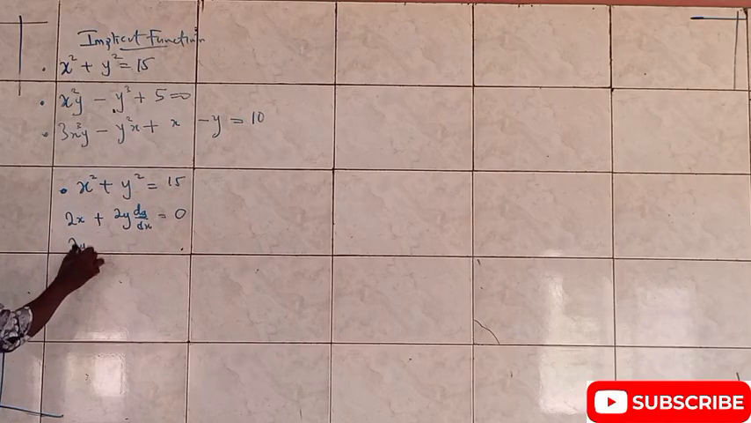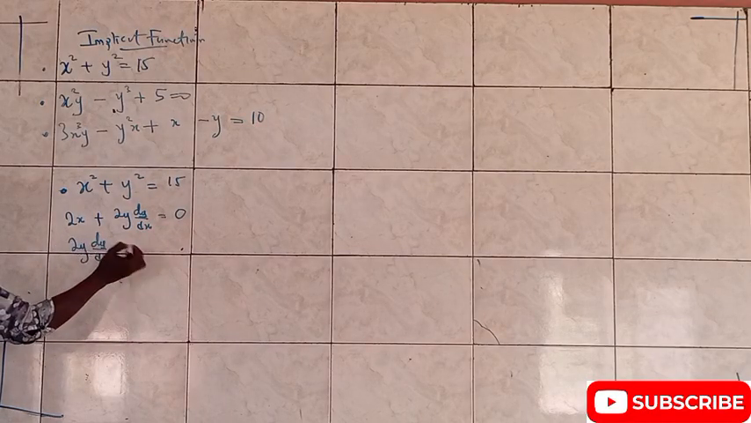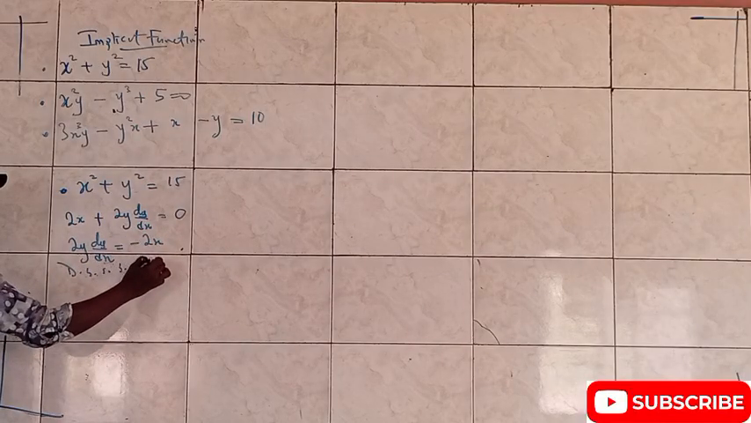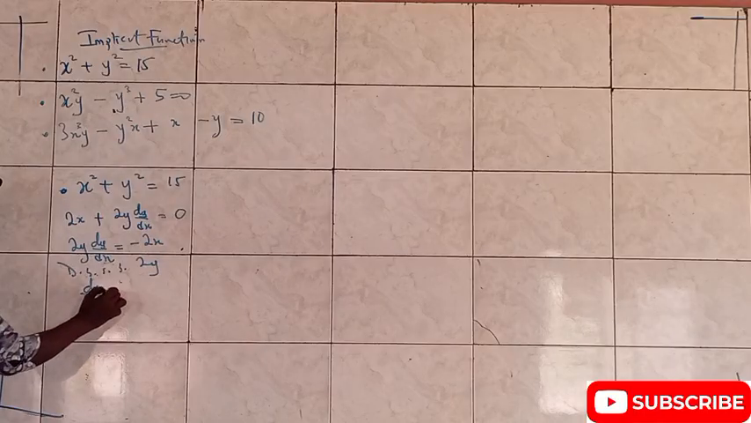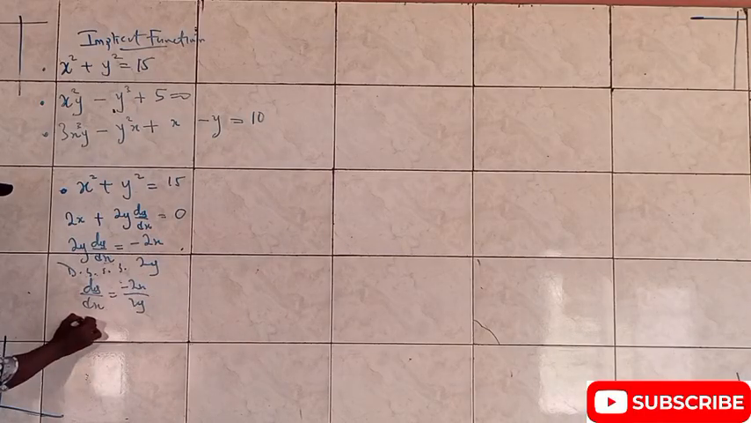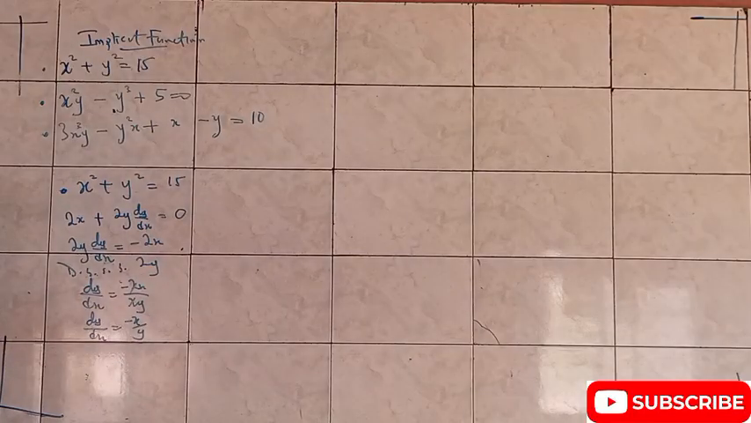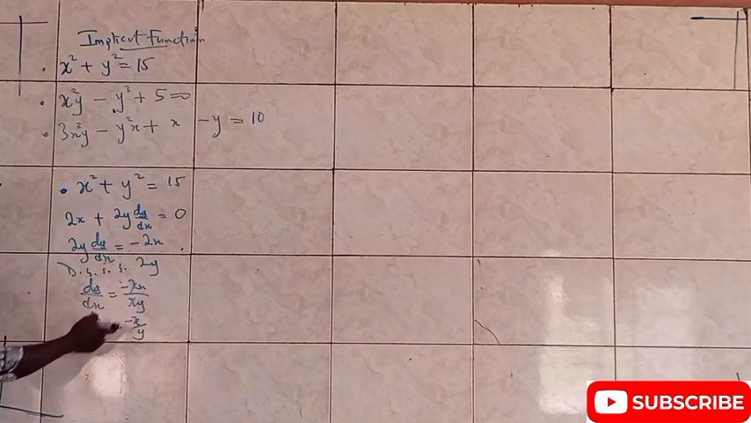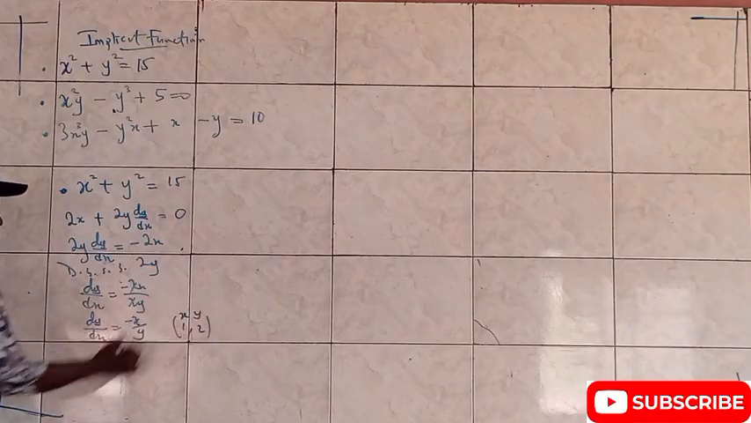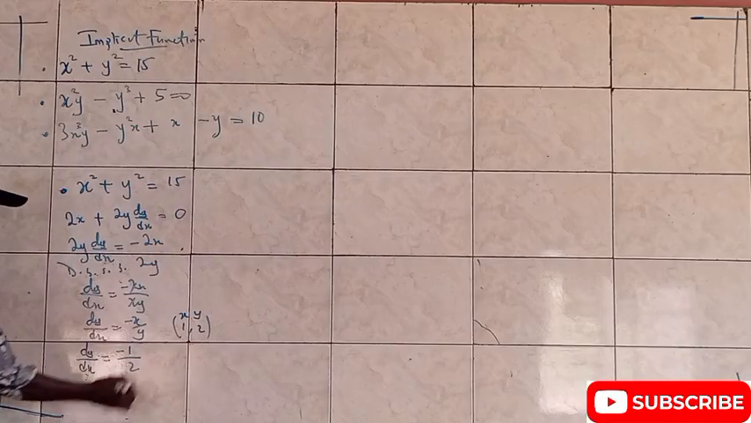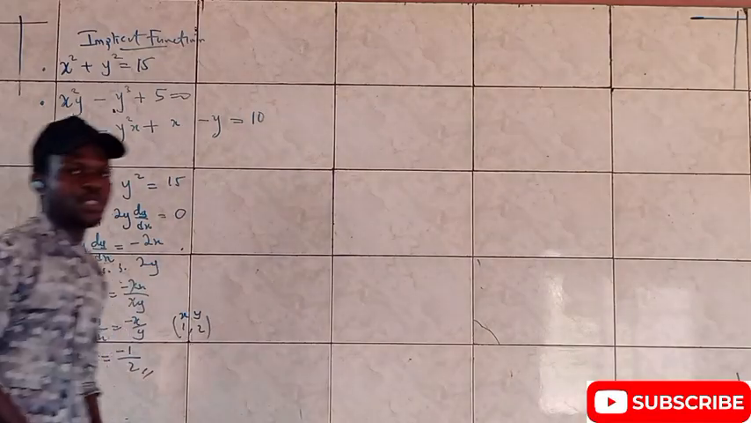So eventually I have 2y dy/dx equals minus 2x. I can divide both sides by 2y. So dy/dx is now equal to minus 2x over 2y. So dy/dx is equal to, cancelling, minus x over y. Now that's my answer. That's the dy/dx. But what if you're now asked to solve for the value of dy/dx at the point (1, 2)? It means here will become my x, here will be my y. So I will have dy/dx equals minus 1 over 2 as my answer. That is if I was given the point of solution.